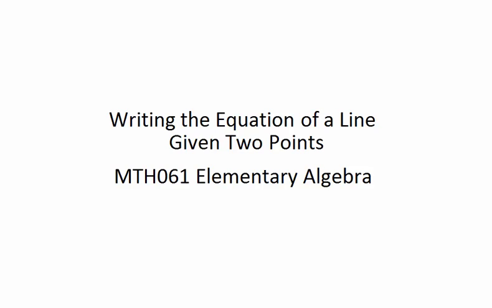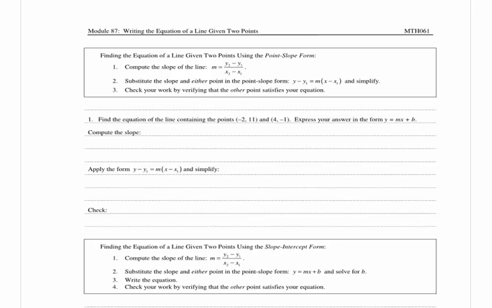In this video, we're going to be writing the equation of a line given 2 points. And we're going to do this with two different methods. We're going to use the point-slope form and the slope-intercept form. In this first example, we're going to use point-slope form.